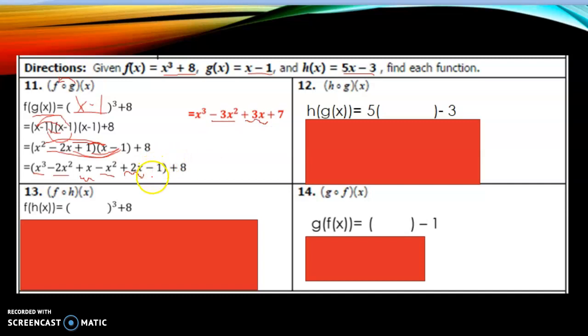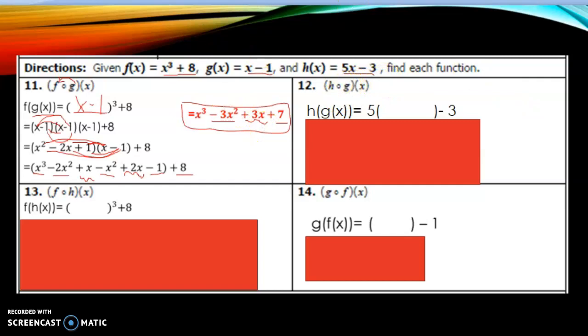And then lastly, our coefficients. Negative 1, positive 8 makes a positive 7. So final answer, x, oops, I'm sorry. Let's undo that. X cubed minus 3x squared plus 3x plus 7. Finish with combining like terms. Okay, number 12. We're going to go kind of quick.